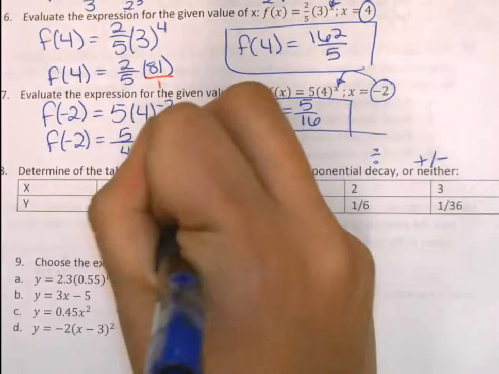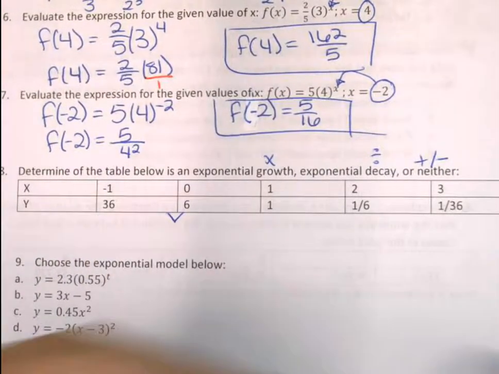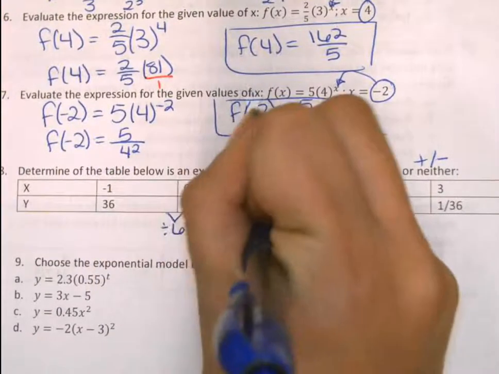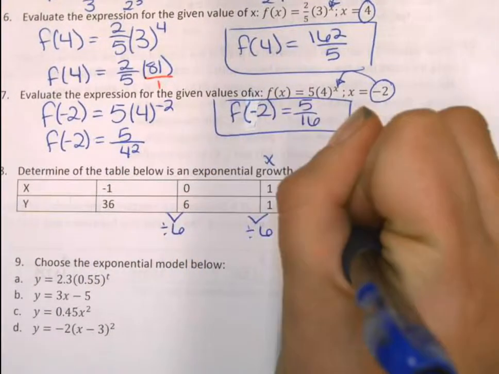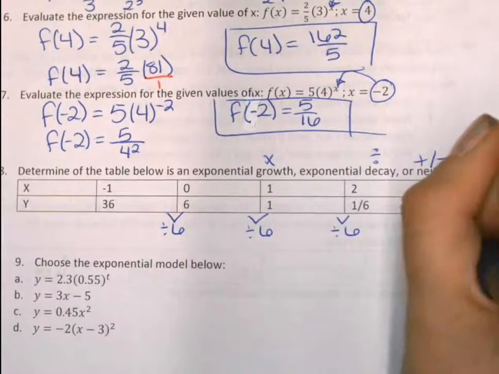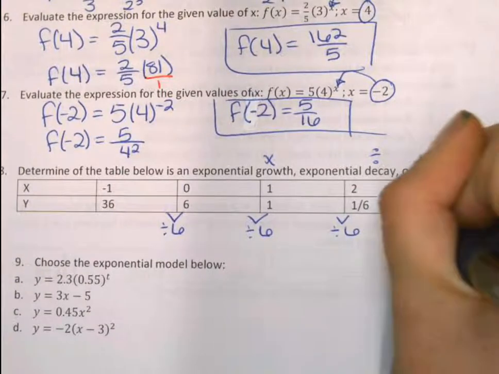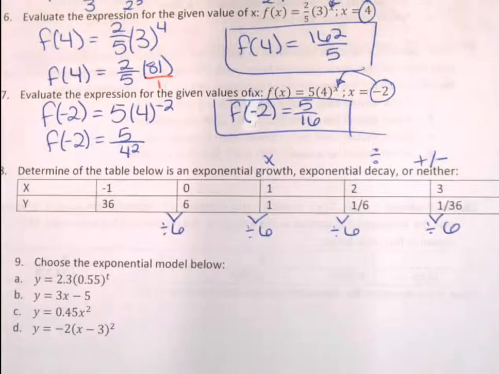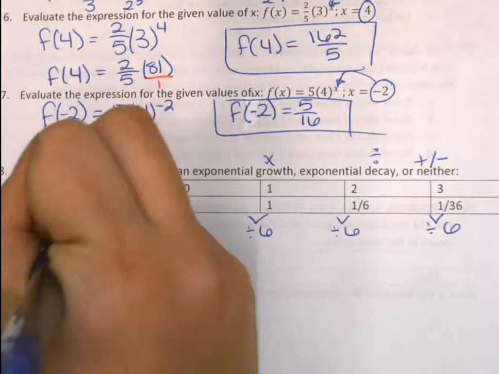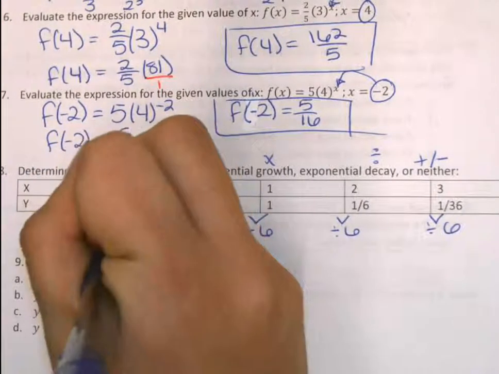So if I look over here, to go from 36 to 6, I can subtract by 30, or I can also divide by 6. Going from 6 to 1 is still dividing by 6. 1 to 1/6 is also dividing by 6, and 1/6 to 1/36 is also dividing by 6. So this has a dividing pattern, so this one is an exponential decay.